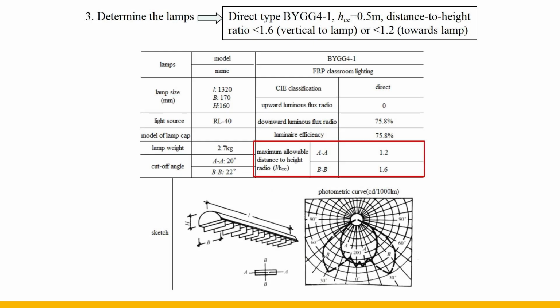Third step, select direct lamps according to the light source and classroom. Determine the hanging height of the lamps to be 0.5 meter, according to the size and structure of the classroom. Find the type of lamps and the corresponding distance to height ratio, and the maximum value in the BB direction of the vertical lamp tube is 1.6. The maximum value of the AA direction of the parallel lamp is 1.2.